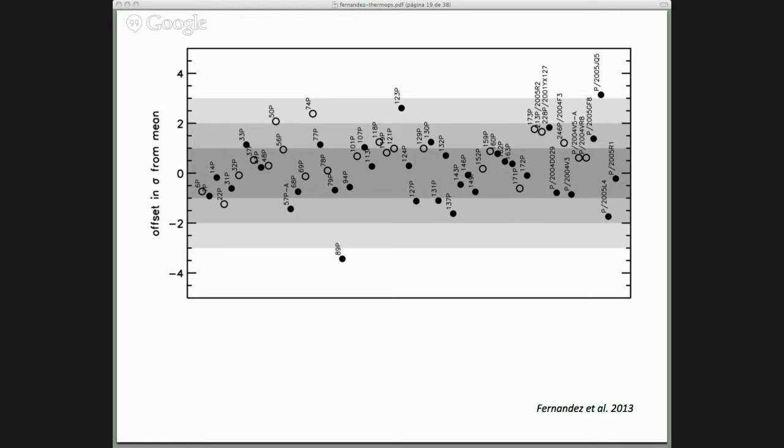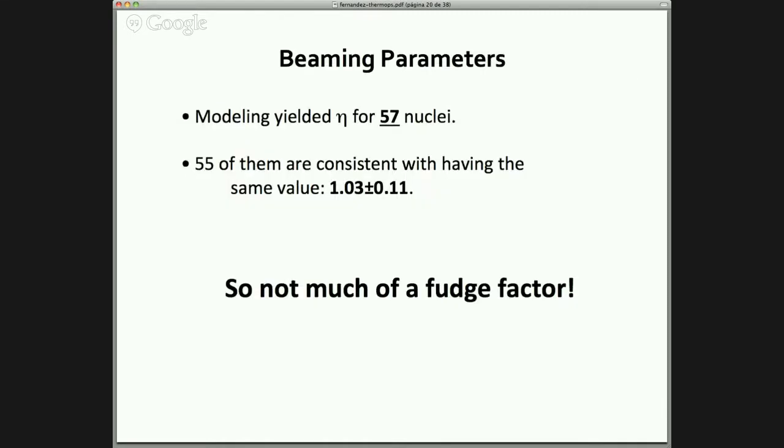And what's also cool about that is that the value turns out to be 1, right? So the dreaded fudge factor of the beaming parameter, happily, it turns out that 1 is a pretty good value anyway. So we were actually kind of pleased with how that turned out.